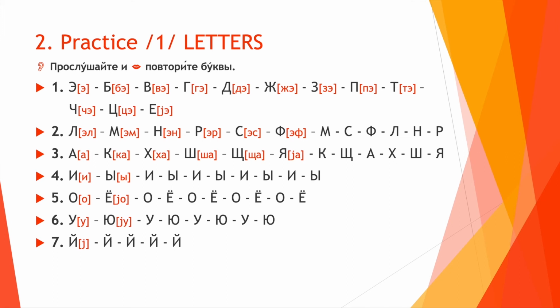Okay, number 3. All the letters consist of the sound A. A, Ka, Ха, Ша, Ща, Я, Ka, Ща, А, Ха, Ша, Я.